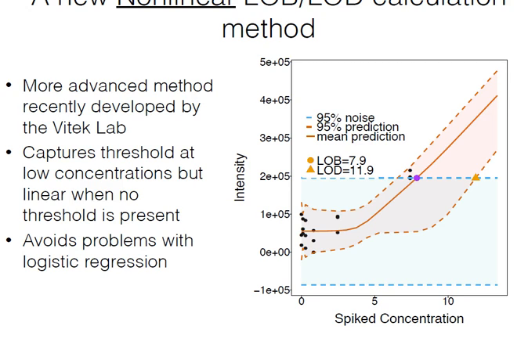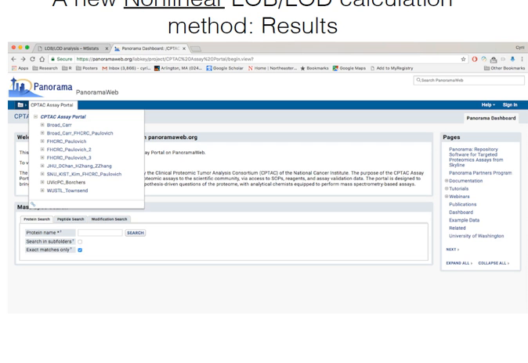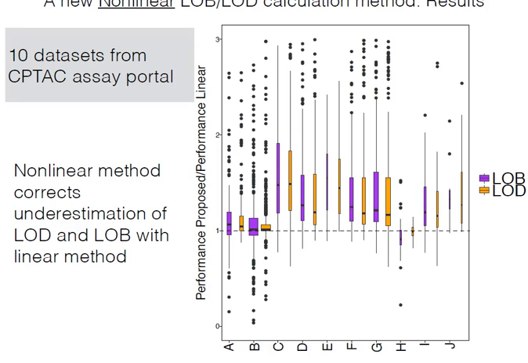It will always go over the threshold. So you'll just have an LOB and LOD that are too low, which is kind of like the worst case scenario, because you really do not want to underestimate these two values.